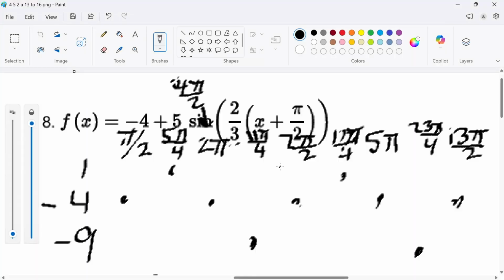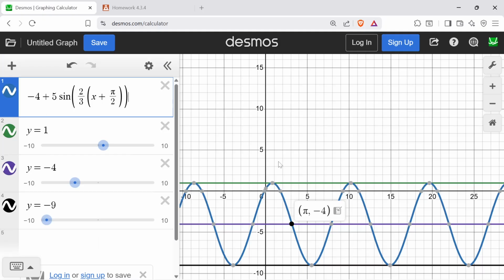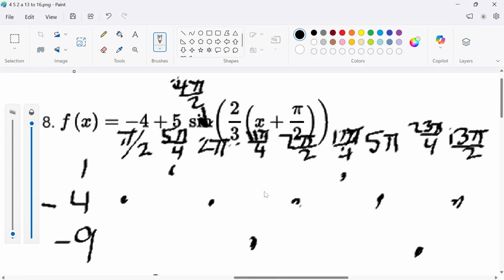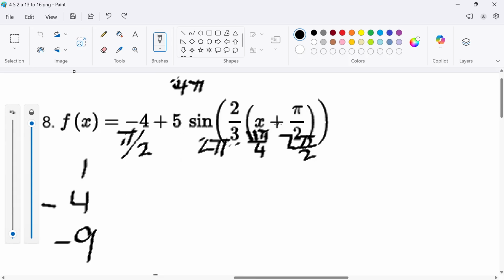What is the problem here? Sine starts at the midline at 0. This should start at the midline at pi over 2. Oh, it's plus pi over 2. Why didn't you tell me? All of that work for nada. Hold on, we will fix it now.